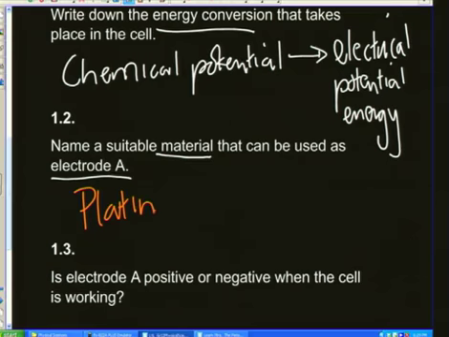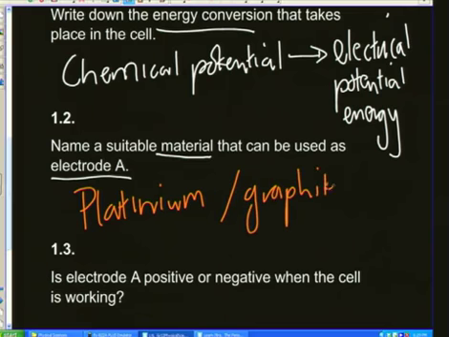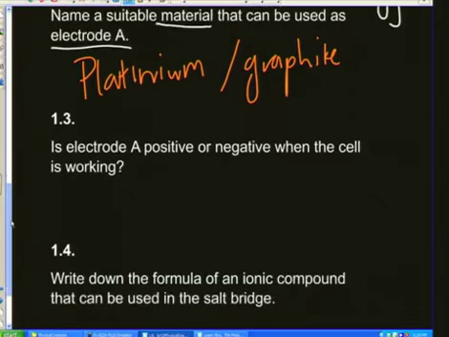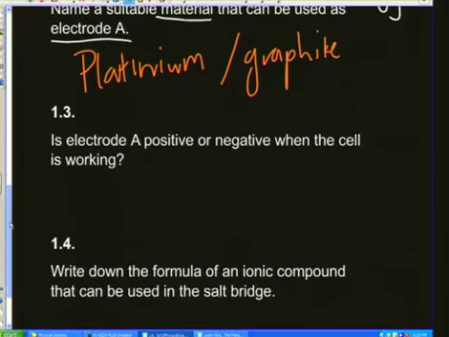It is expensive, but in industry it's used quite often. An alternative would be graphite, and graphite isn't going to be corroded much by chlorine. So the next question, let's move on. It says, is electrode A positive or negative when the cell is working?